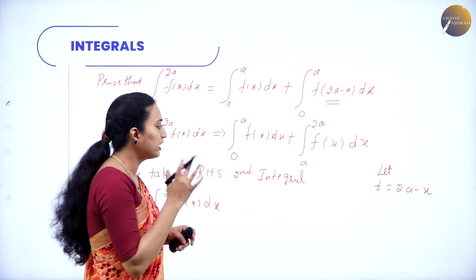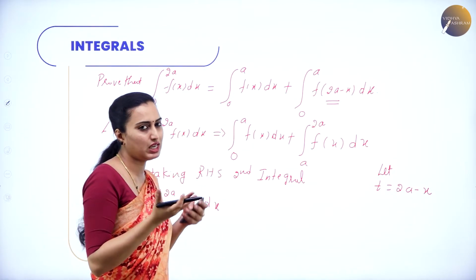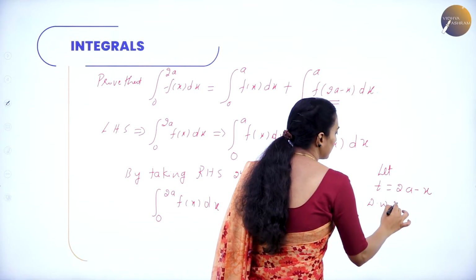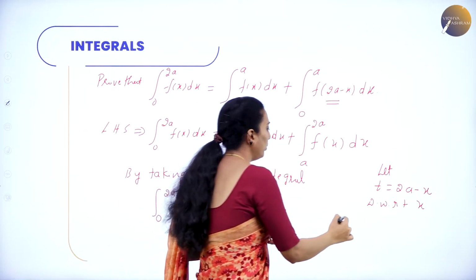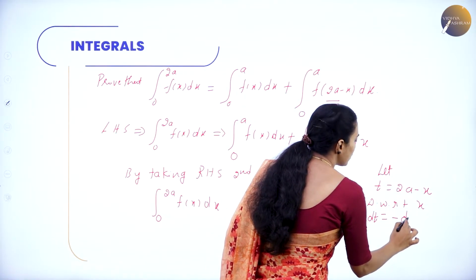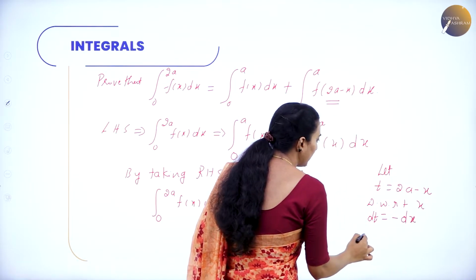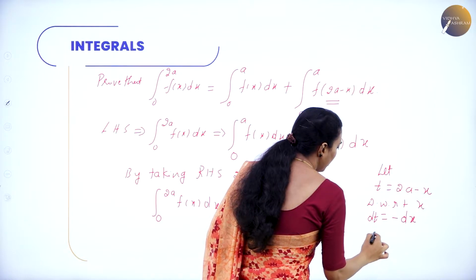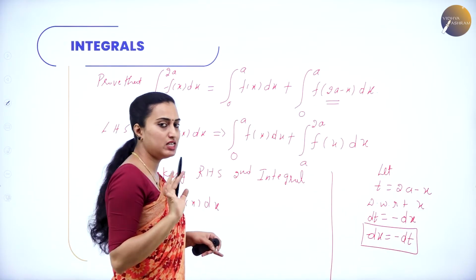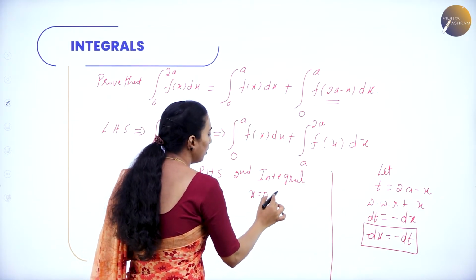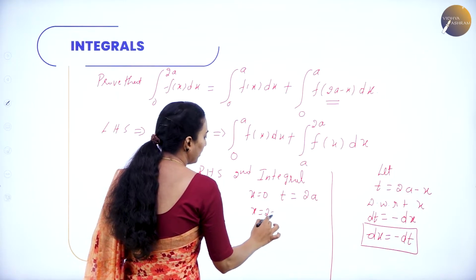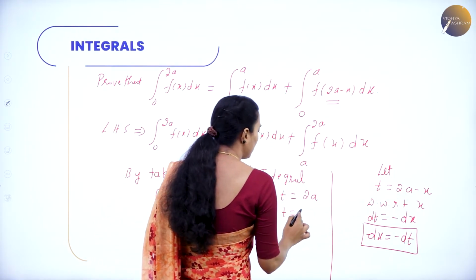Otherwise, you can substitute x is equal to 2a minus t, because changing the variable does not affect the limits here. Now, differentiating with respect to x, dt is equal to the differentiation of 2a, which is 0, minus dx. So minus dx is equal to dt, or dx is equal to minus dt. Now, changing the limits of the variable: when x is equal to 0, t is equal to 2a. Similarly, when x is equal to 2a, t is equal to 2a minus 2a, which is 0.